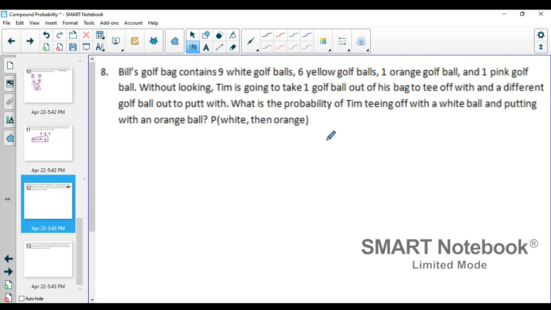I'm assuming this is not actually legal in golf. I don't think you can change the balls after you've hit the first one, but it's just a problem. We're going to go with it.